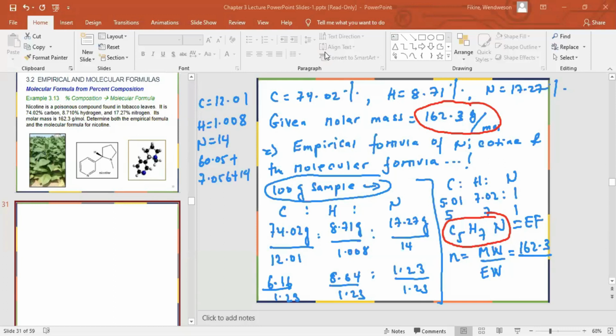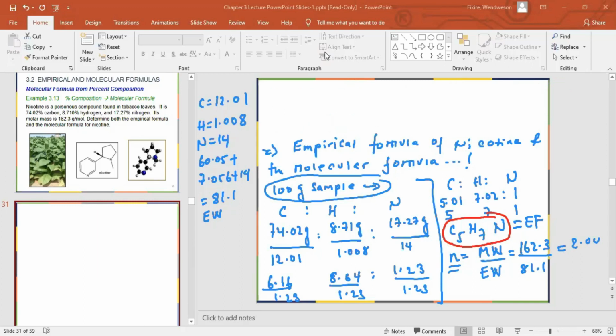So we're going to add 60.05 plus 7.05 plus 14. I have about 81.1, which is the empirical weight. So we have the molecular weight, which is 162.3, divided by the empirical weight, which is about 81.1. We divide the ratio of the two weights to get the factor n to determine the molecular formula. If I divide 162.3 by 81.1, I got 2.00.